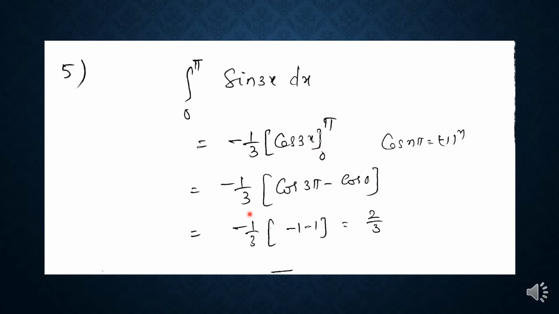Now simplify the statement, then that is equal to minus 1 by 3 into, we have cos 3 pi. We have the value as cos n pi is equal to minus 1 whole to the power of n. If n is even, then cos n pi is equal to plus 1. If n is odd, cos n pi is equal to minus 1. Here cos 3 pi means 3 is the odd number, then we will get minus 1 minus cos 0 value is 1. Cos 0 is 1. So this becomes minus 1 by 3 into minus 2, that is equal to plus 2 by 3.